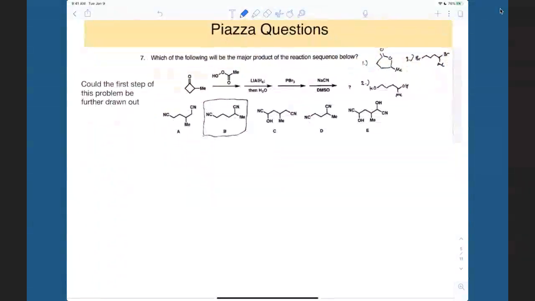Okay, there was a question about this problem, and the request was for the first step of the problem to be further drawn out. So this first step is the conversion of this cyclobutanone into this gamma lactone. So this is the Baeyer-Villiger reaction.